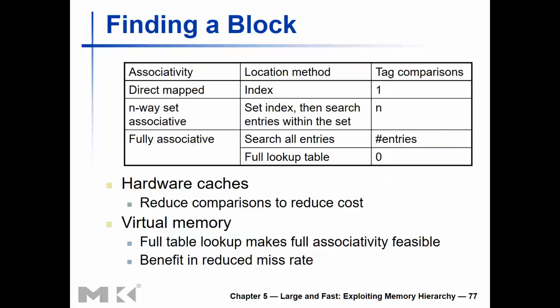For the virtual memory, we will go for full associativity, obviously. In the case of the cache, for tag comparison, direct mapped needs to compare with one tag, n-way compares n tags, and fully associative compares the entire entries. But in the case of the memory, we don't compare tags. We do a full lookup table, and there are no tag comparisons in the case of the virtual memory.